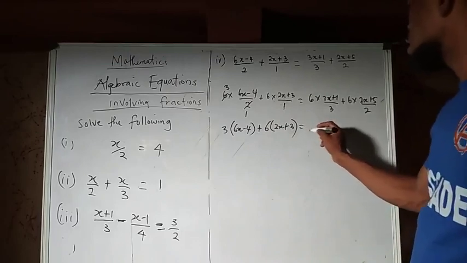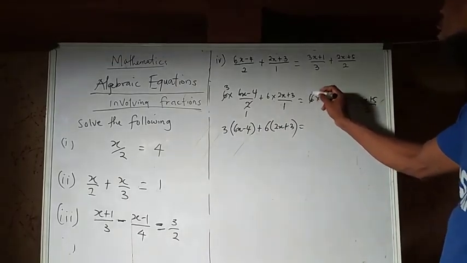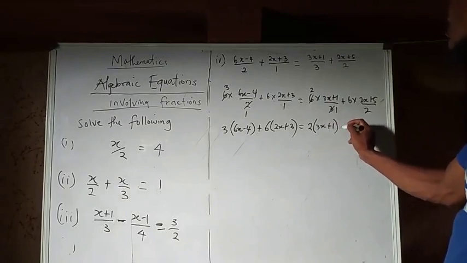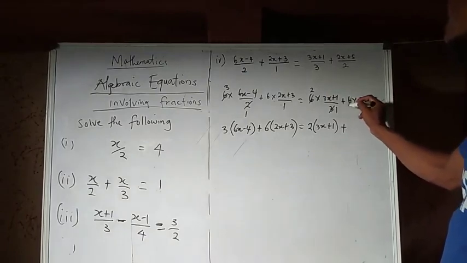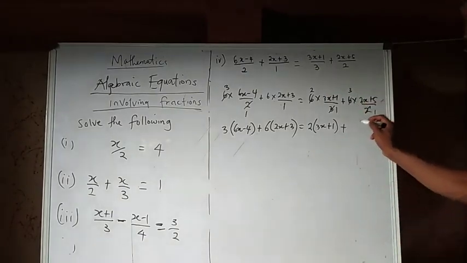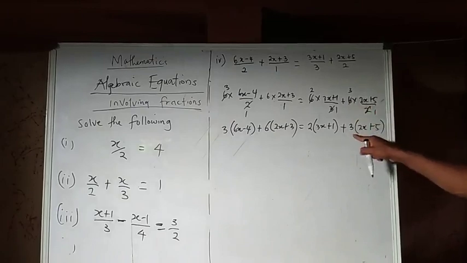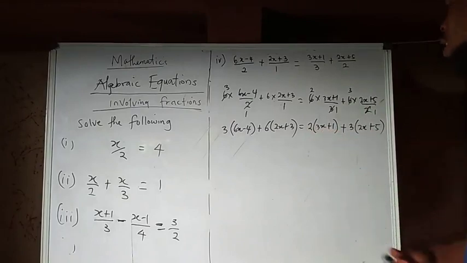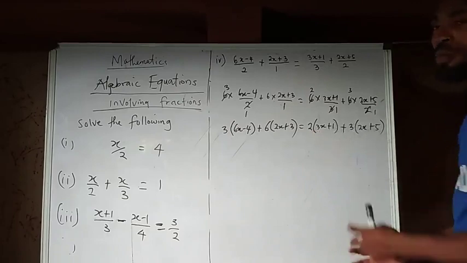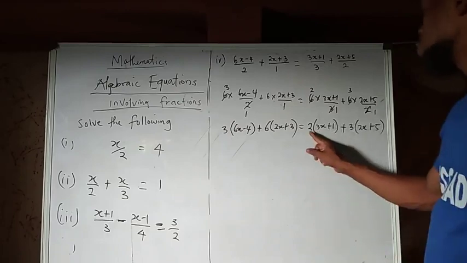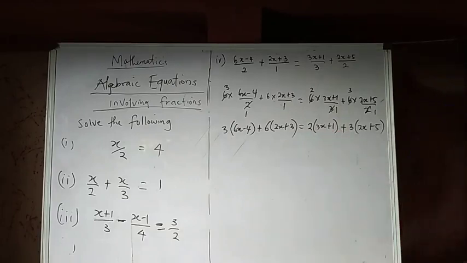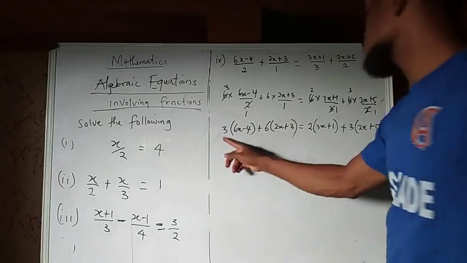Then this is equal to, 3 into 6 here is 2, so this becomes 2 into (3x plus 1). Then plus, 2 into 6 is 3, so this becomes 3 into (2x plus 5). I told you that whenever a number is to multiply 2 or more things, we put the other things in a bracket and then put the number multiplying the other things outside. So we have reduced this.